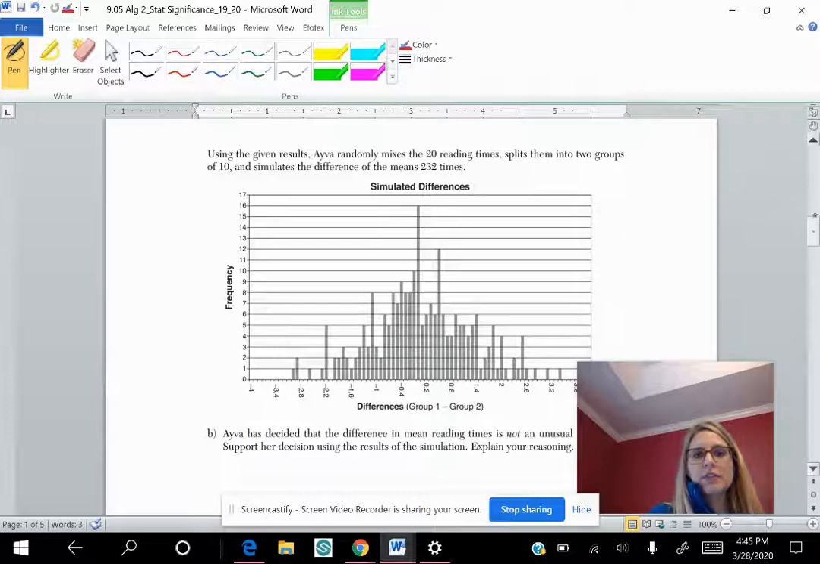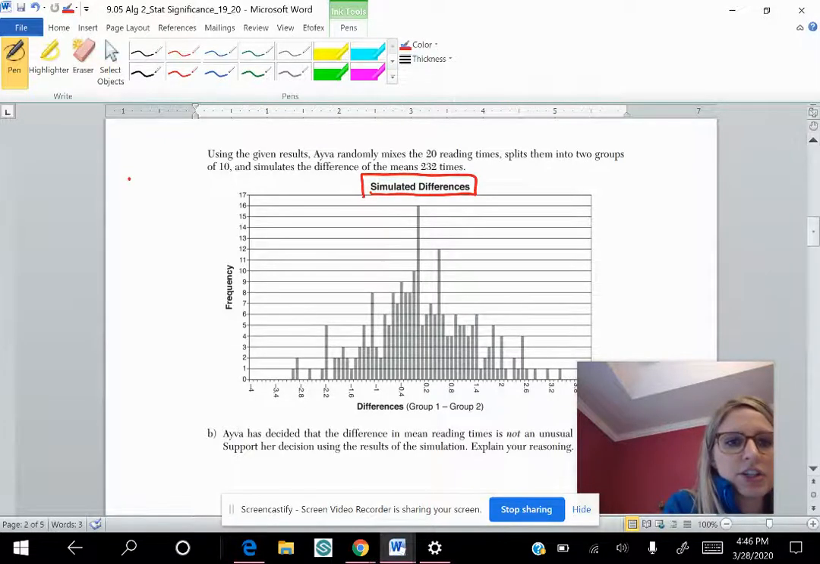Using the given results, Ava randomly mixes the 20 reading times, splits them into 2 groups of 10, and simulates the difference of the means 232 times. So here's where we're going to start talking about something kind of different, and that's this simulated differences model that we're going to look at. What is happening here? I'm just going to write it down because I think it's important to be able to go back to it and figure out what we are doing, just to kind of wrap your mind around all of this information.